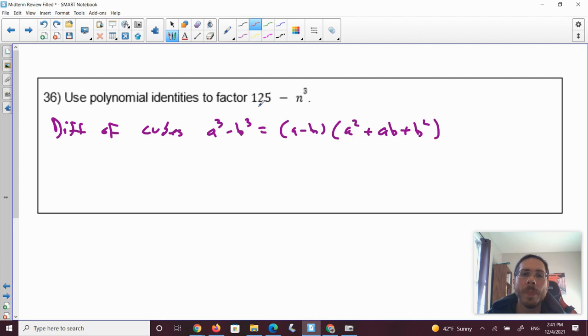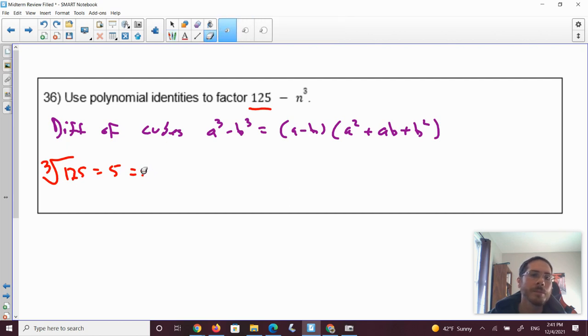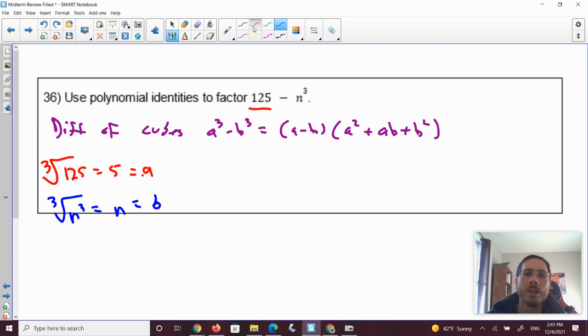So we need a, we need b. So we need to do the cube roots here. So the cube root of 125 is 5. 5 times 5 is 25 times 5 is 125. And this is a. Not a very good a. And then the cube root of n cubed, cube and cube root are going to cancel out, so n is going to be b. All right, so that means we put in 5 for the a's. We put in n for the b's.